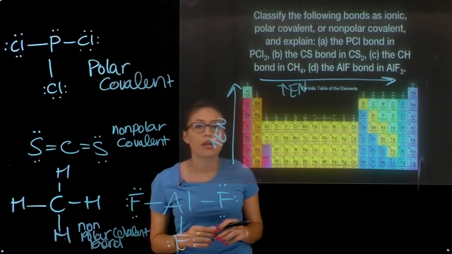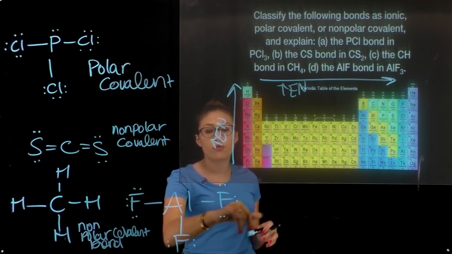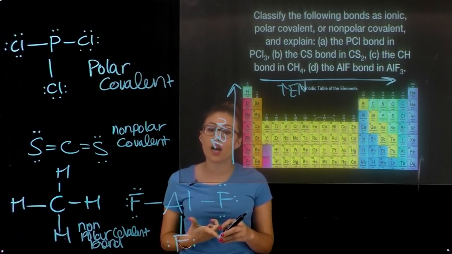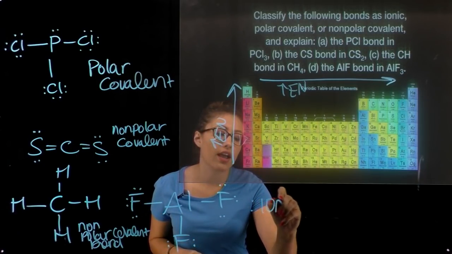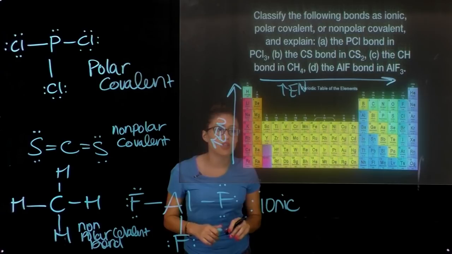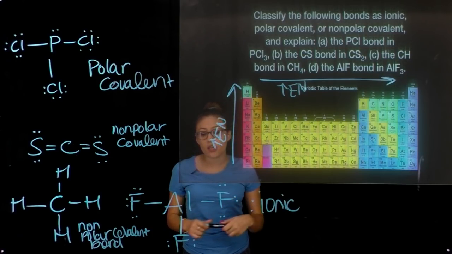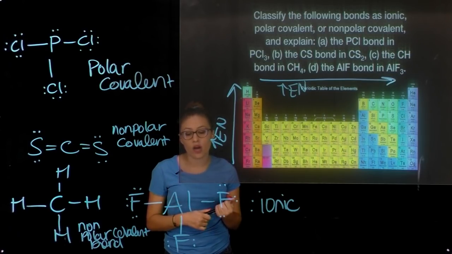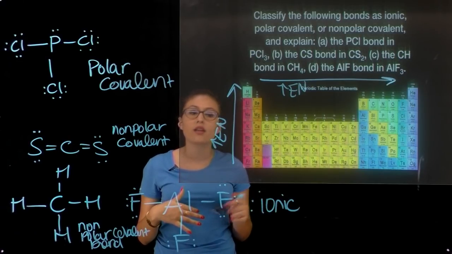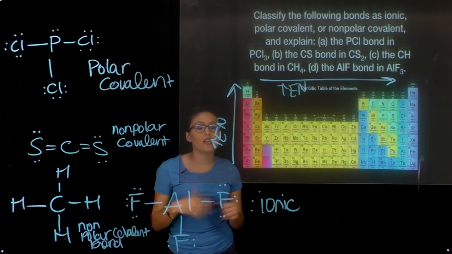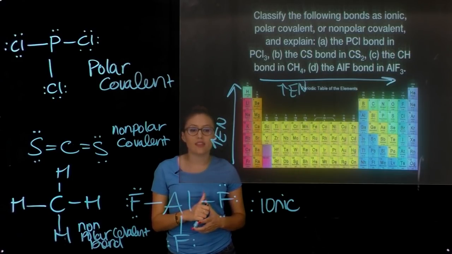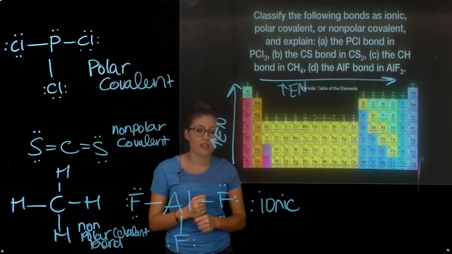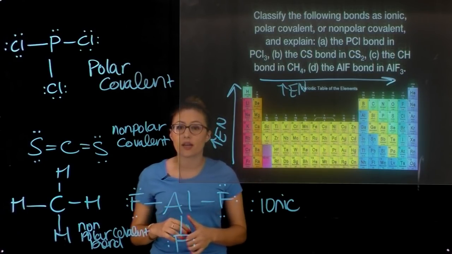Lastly, in the case of aluminum and fluorine, the aluminum-fluorine bond, we know aluminum is a metal and fluorine is a non-metal. So right off the bat, we know this is ionic. And if you want to go based off of the differences in electronegativity, this one is going to be larger than 0.9. So the difference in electronegativity is going to be significant in this case. And when you have a difference in electronegativity that's greater than 0.9, it's an ionic bond.